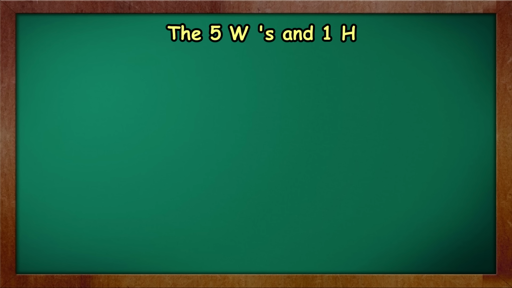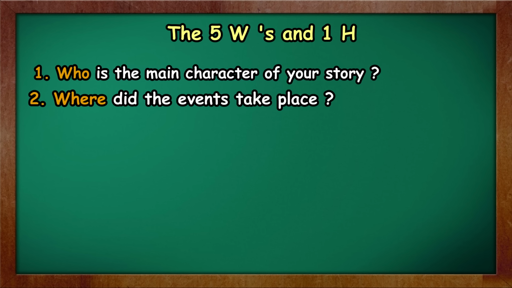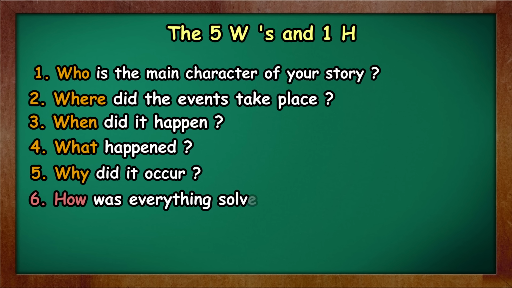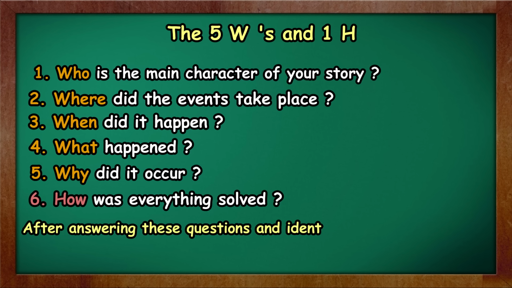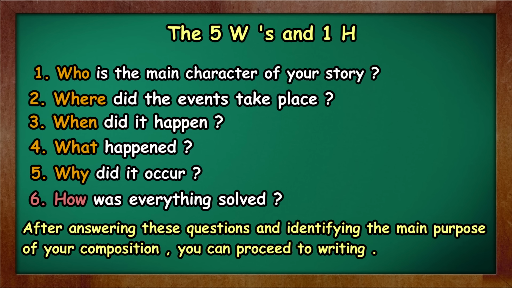Let's check out the 5 W's and 1 H. Our first W is, who is the main character of your story? Our second W is, where did the events take place? Our third W is, when did it happen? Our fourth W is, what happened? And our fifth W is, why did it occur? And 1 H is, how was everything solved? After answering these questions and identifying the main purpose of your composition, you can proceed to writing.